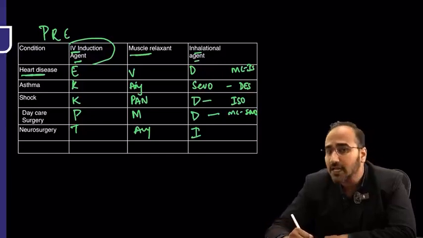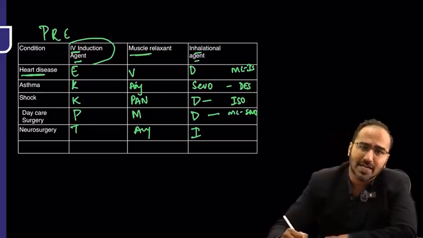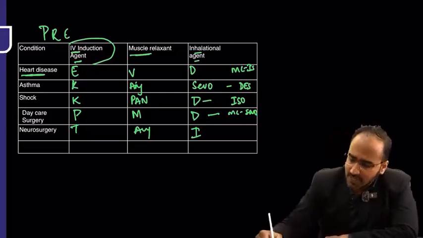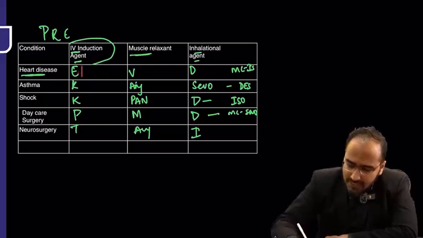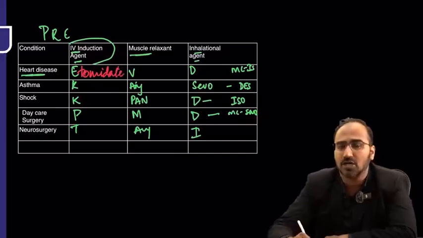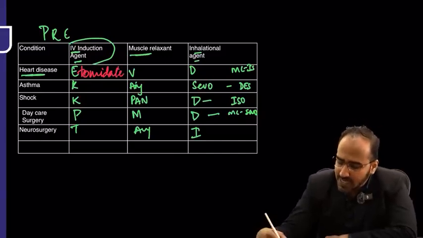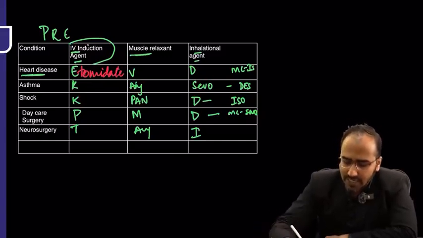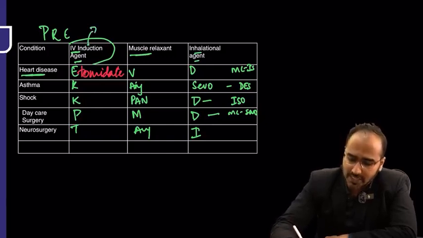So if a person is suffering with heart disease, which is the IV induction agent that we need to give? The IV induction agent of choice for a person suffering with heart disease is what? Etomidate. E stands for etomidate. Why, sir? Why etomidate? Because we have already discussed, etomidate is the most cardiostable IV induction agent. Cardiostable meaning what? BP and pulse rate are maintained.